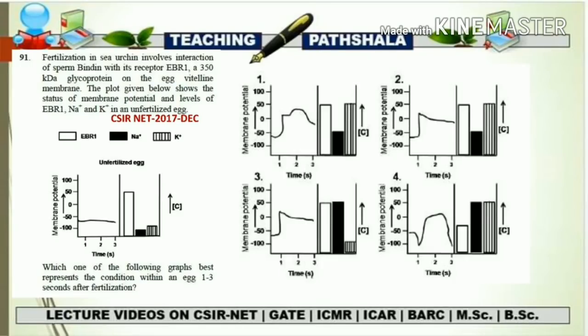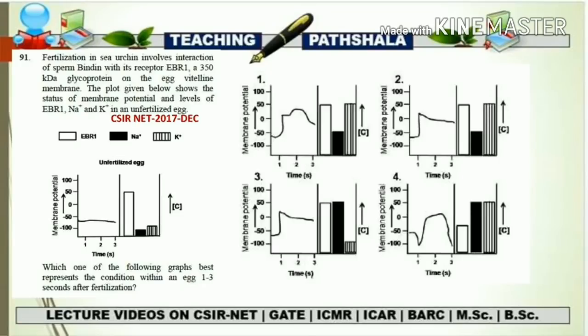So the question is, fertilization in sea urchin involves the interaction of a sperm binding with its receptor, that is EBR1, a 350 kDa glycoprotein on the egg vitelline membrane. The plot given below shows the status of the membrane potential and level of EBR1, sodium ion and potassium ion in an unfertilized egg.